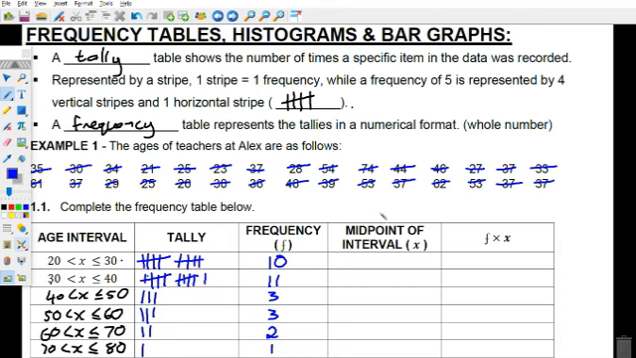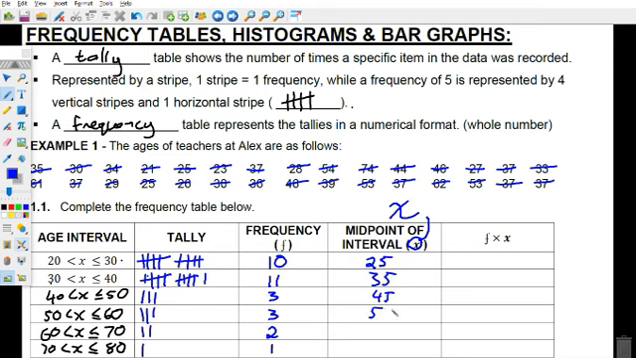Now, when they're talking about the midpoint of the interval, this little symbol here doesn't quite do it justice. It looks something like that. We've taken a squiggly line and cut it in half, so we want the middle of that point. What is the middle of 20 and 30? It's obviously 25. Then the middle between 30 and 40 is going to be, no, not 40, it's going to be 35.